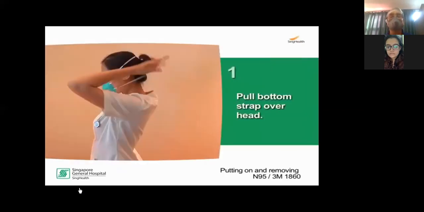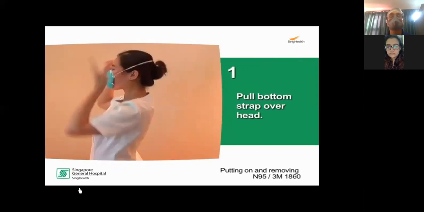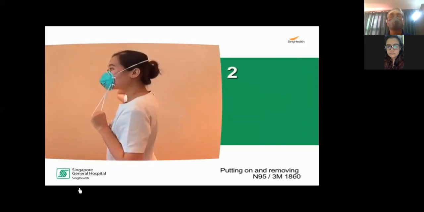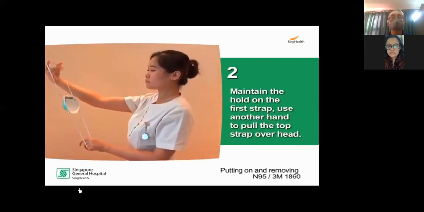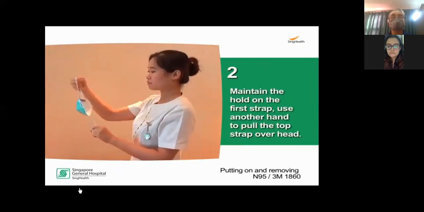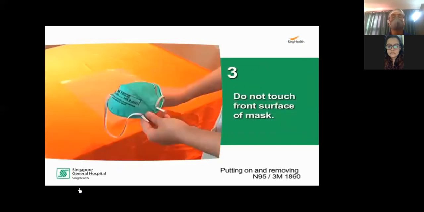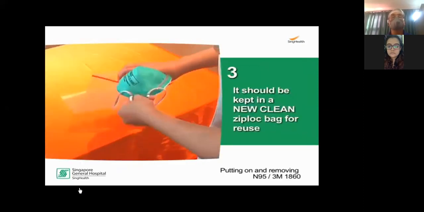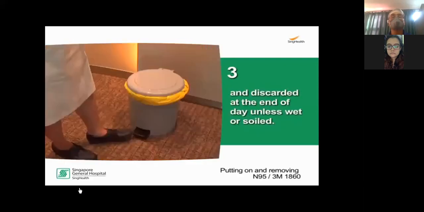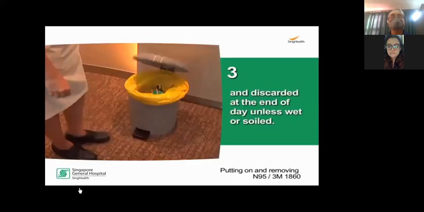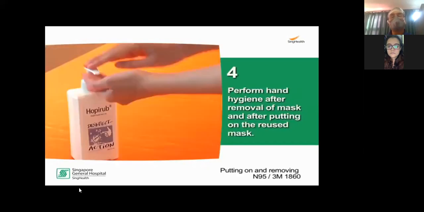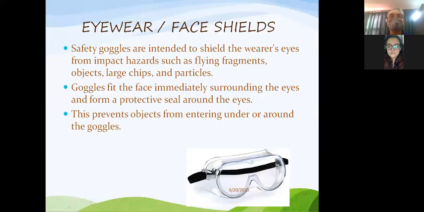Pull the bottom strap overhead. Maintain the hold on the first strap. Use the other hand to pull the top strap overhead. Do not touch the front surface of the mask. It should be kept in a new clean Ziploc bag for reuse and discarded at the end of the day unless wet or soiled. Perform hand hygiene after. So basically, for the mask there are two words, donning and doffing. Donning means wearing and doffing means removing. If doffing is done properly, you are not going to get infected.